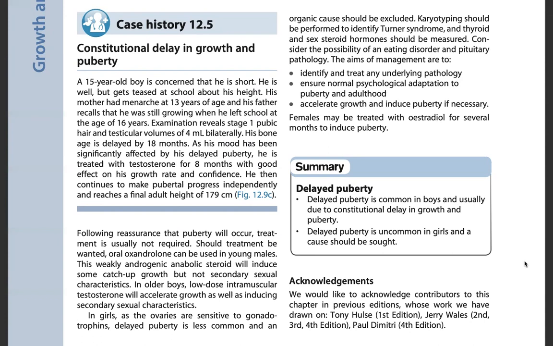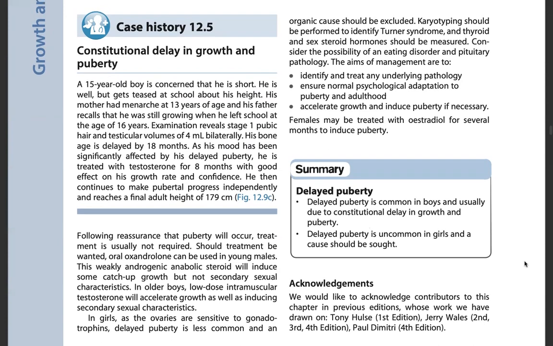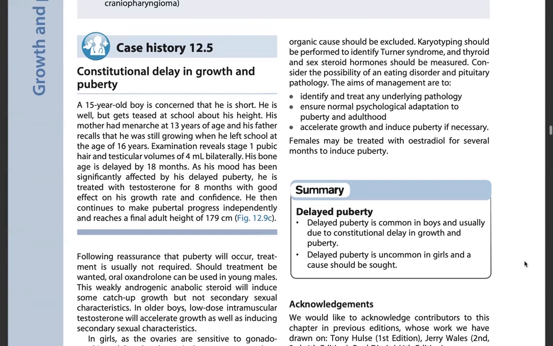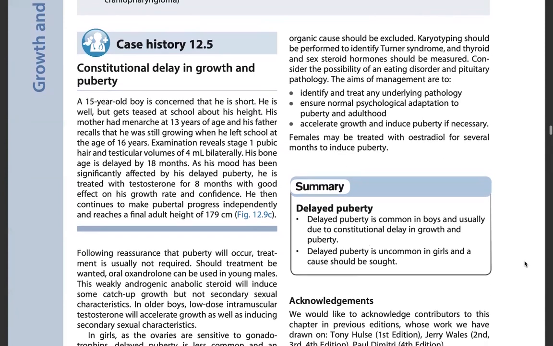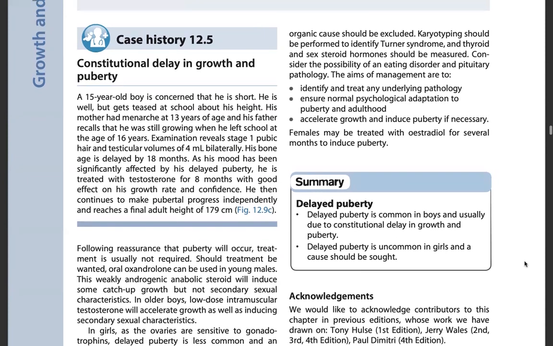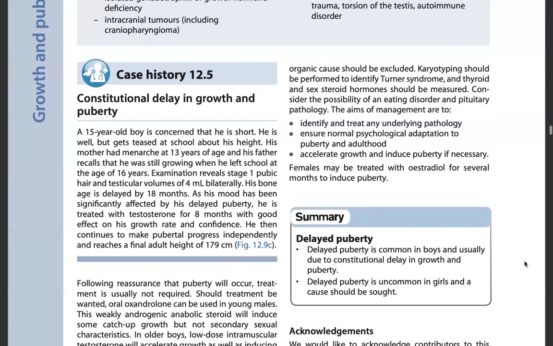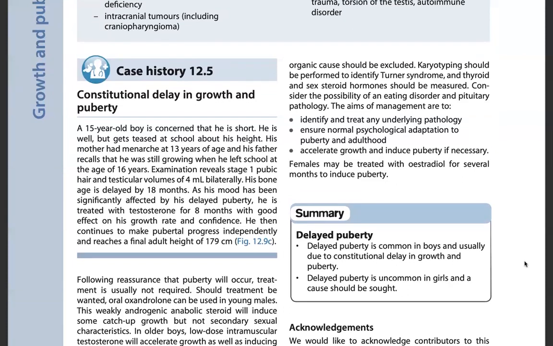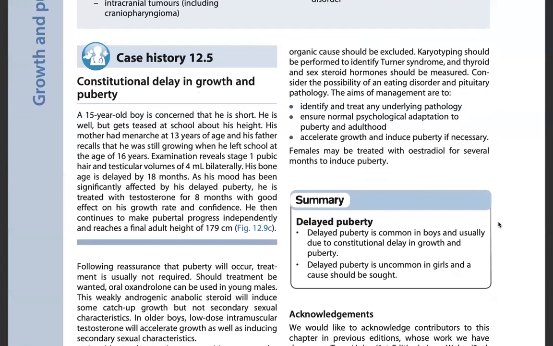In girls, as the ovaries are sensitive to gonadotrophin, delayed puberty is less common, and an organic cause should be excluded. Karyotyping should be performed to identify Turner syndrome, and thyroid and sex steroid hormones should be measured. Consider the possibility of eating disorder and pituitary pathology. The aims of management are to identify and treat any underlying pathology, ensure normal psychological adaptation to puberty and adulthood, accelerate growth, and induce puberty if necessary. Females may be treated with estradiol for several months to induce puberty.